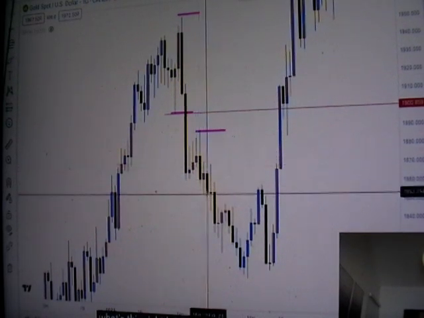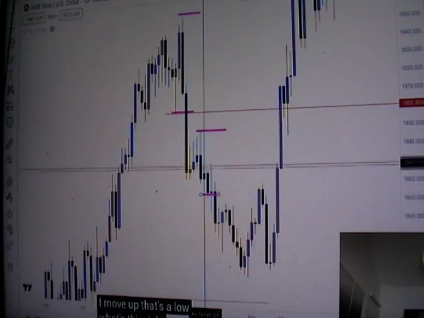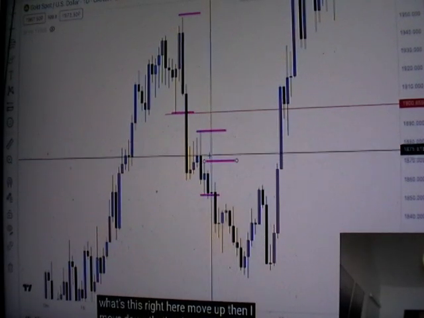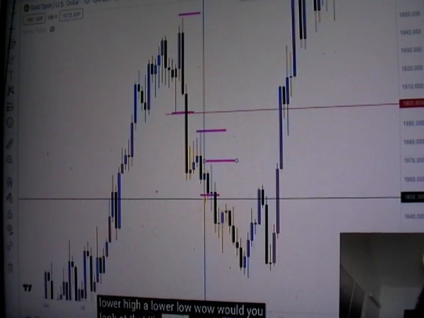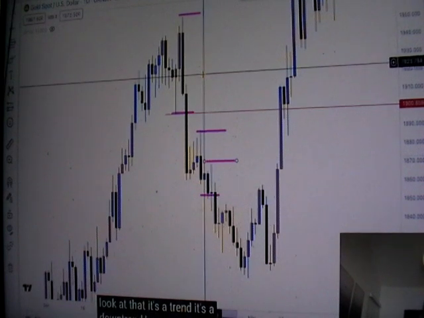What's this right here? A move down, then a move up, that's a low. What's this right here? A move up, then a move down, that's a high. What's this? A lower high, a lower low? Wow, would you look at that? It's a downtrend, because market structure broke.